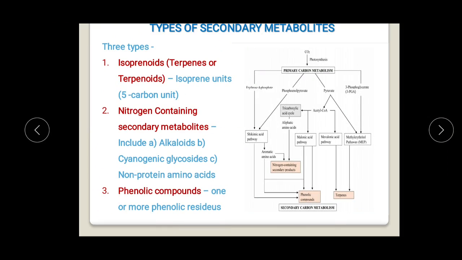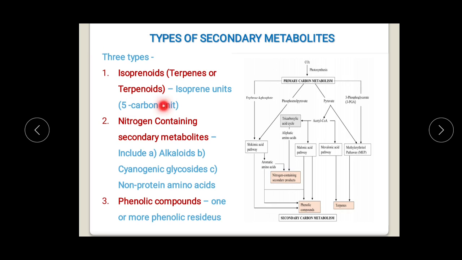That is the first type, isoprenoids. These are also called terpenes or terpenoids, which contain the isoprene units. This isoprene unit is the basic unit in the isoprenoids, and this isoprene unit is a 5 carbon unit, which is called isoprene. The examples of the isoprenoids include rubber, essential oils, carotenoid pigments. So all these are the isoprenoids.